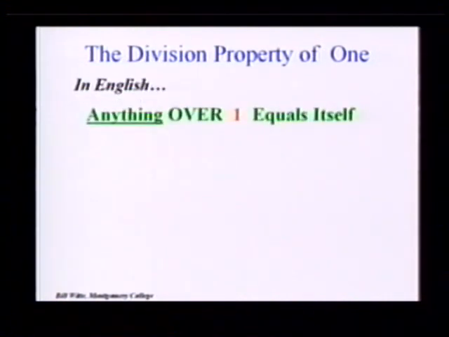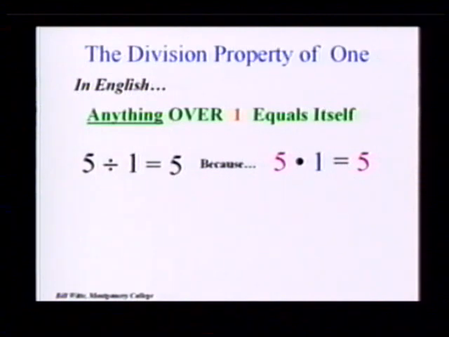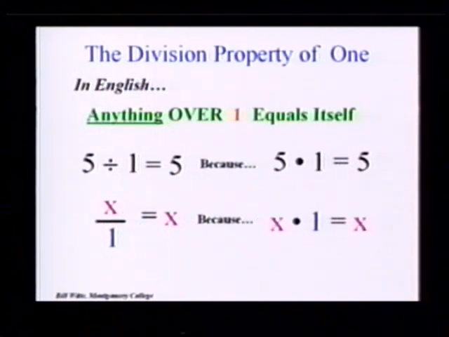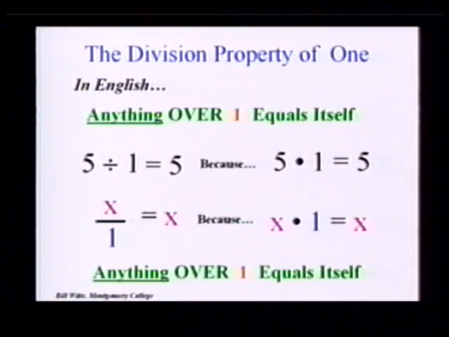In fact, one of the things we used it with was the division property of 1. Remember what that was? Anything over 1. Now, we used to say anything divided by 1, but in a fraction, the top is divided by the bottom. Anything over 1 equals itself. 5 divided by 1 is 5. You know why? Let's work backwards, because 5 times 1 is 5. Same thing with fractions. We're dividing by 1. x over 1, or x divided by 1, is x. Anything over 1 is itself. Why? Go backwards. x times 1 is x. Get the idea? Top divided by bottom? Anything over 1 equals itself.